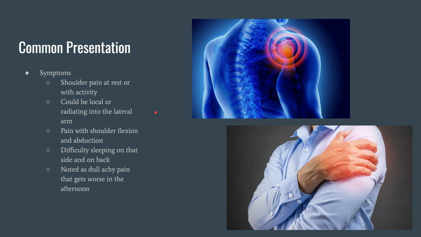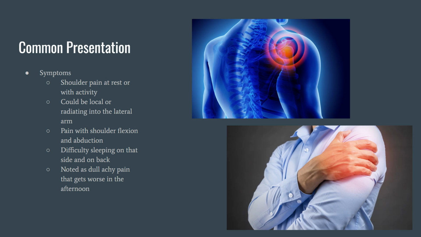So common presentation, symptom-wise, you're going to have pain at rest or activity. Could be local to one specific area or radiating into the lateral arm. Pain with shoulder flexion, right, so we're lifting right up in front of you, or abduction going out to the side. Difficulty sleeping on that side or on your back, and noted as dull achy pain that gets worse in the afternoon.